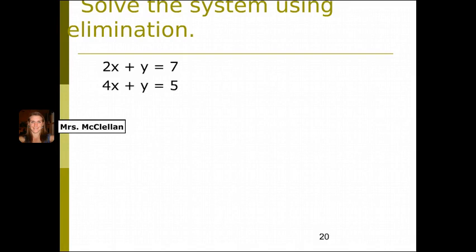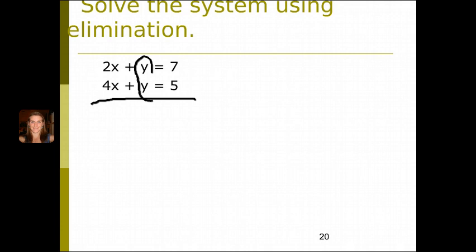Alright, so we've got another one here. We've got 2x plus y equals 7 and 4x plus y equals 5. Alright, so I'm going to put my line underneath here because it's really easy this time. The y's are exactly the same. So if they're the same, you subtract. So I'm going to put my subtraction sign. That was a little big, but you get the point. They cancel out. The y minus y is 0.